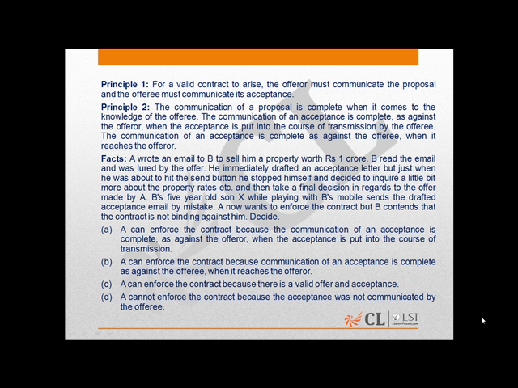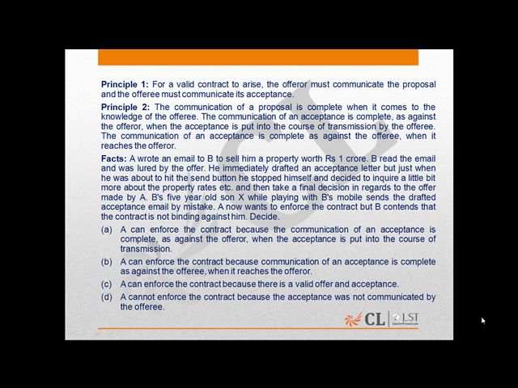B's 5-year-old son X, while playing with B's mobile, sent the drafted acceptance email by mistake. A now wants to enforce the contract, but B contends that the contract is not binding against him.